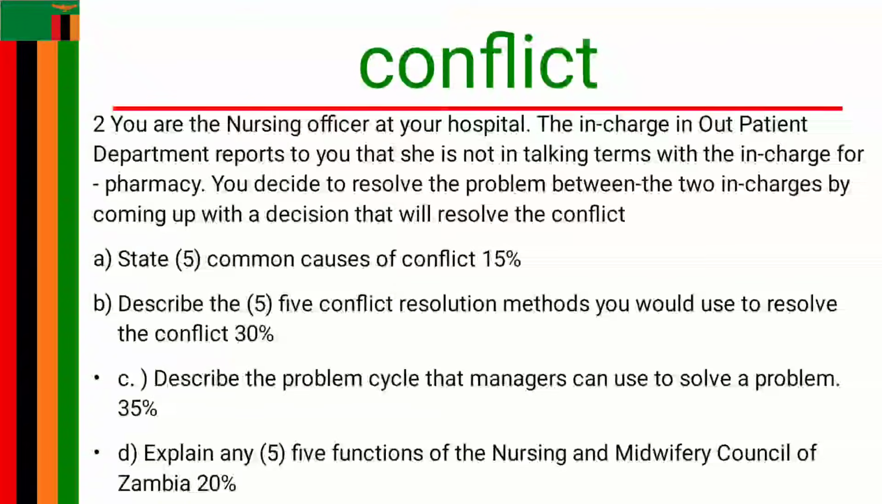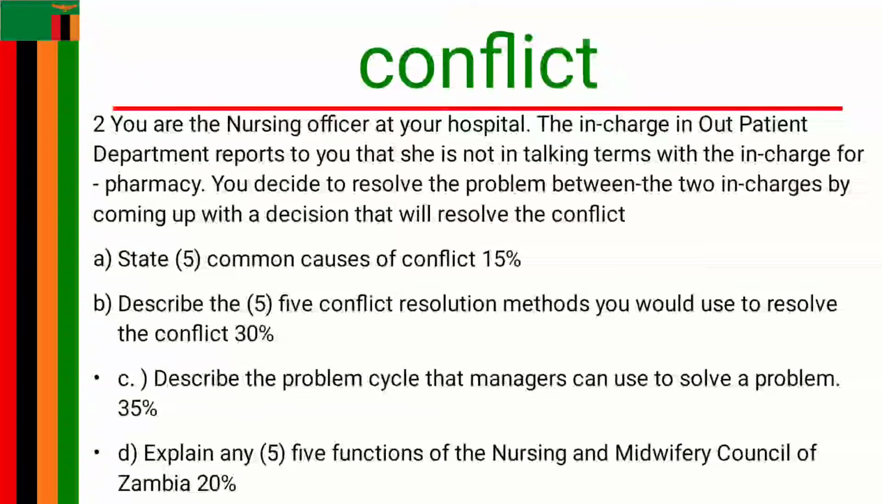So in terms of conflict resolution, the first method is negotiation. Now, negotiation involves facilitating a discussion between two parties to find a mutually acceptable solution. For example, discussing workload distribution between the outpatient department and the pharmacy to address the concerns.